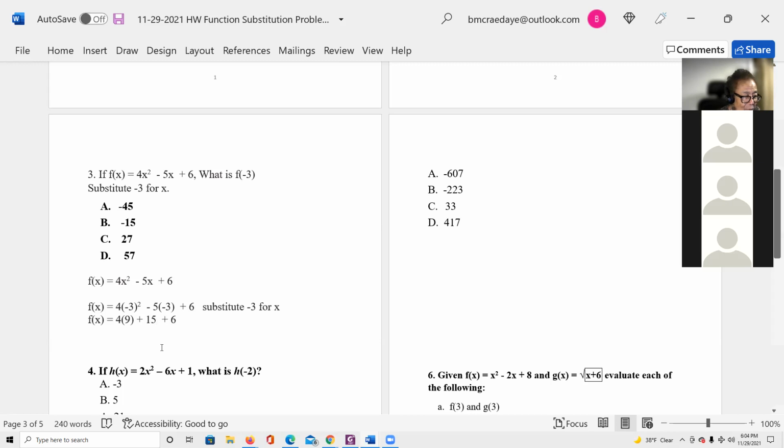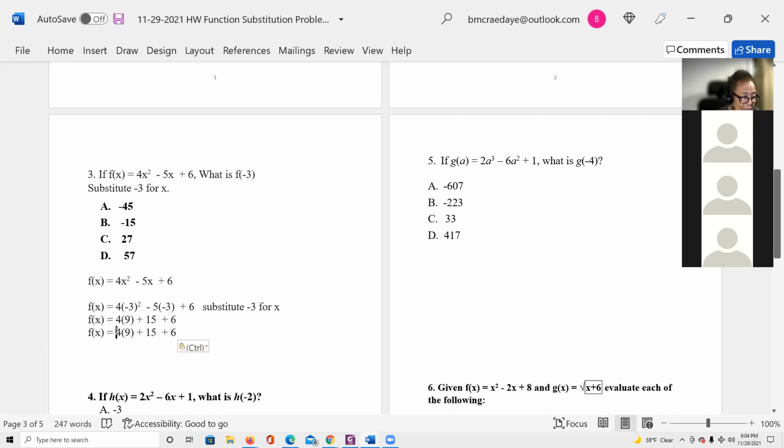Right. Now, what's a 4 times a 9? 36. Very good. So let's just copy that. 4 times 9 is 36. 36 plus 15 is what? 51. And 51 plus 6 is what? 57. That's it. So our answer is what? A, B, C, or D, Audrey? D. That's right. D, 57.